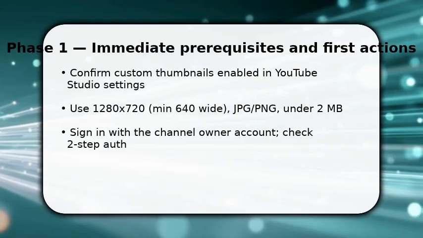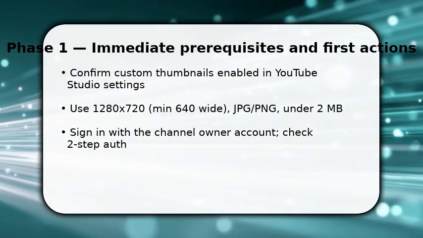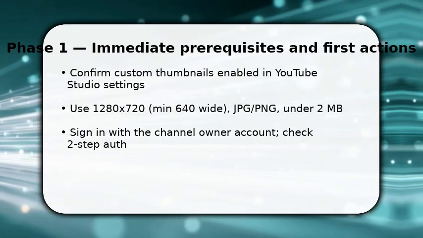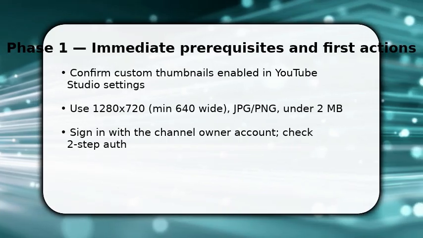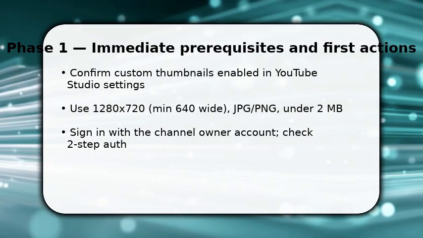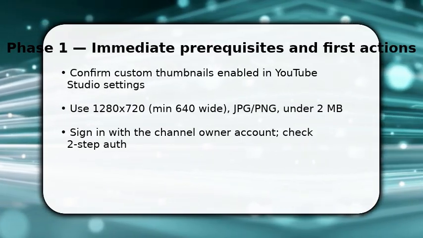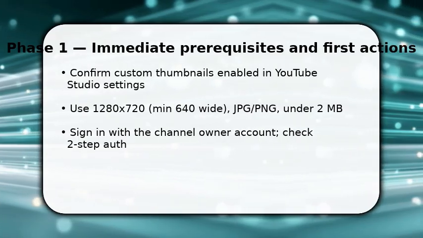You start by verifying permissions and the thumbnail file itself. Sign in as the channel owner, then open YouTube Studio and confirm custom thumbnails are enabled. Prepare an image at 1280 by 720 pixels, under 2 MB, saved as JPG or PNG, because YouTube rejects unsupported sizes and formats. Once that's ready, upload the image on the video details page and save changes.